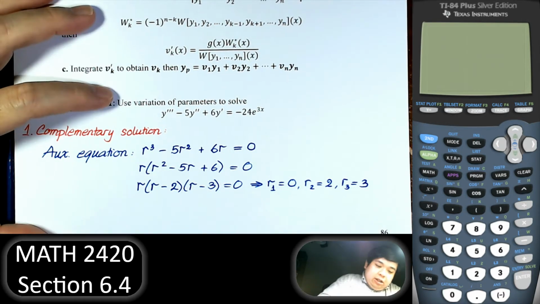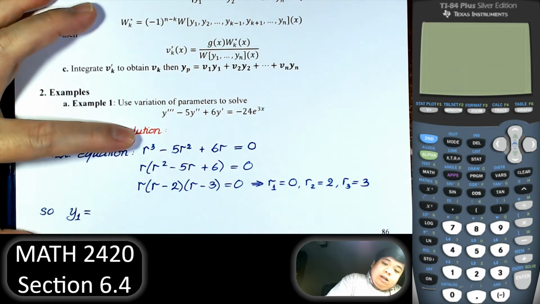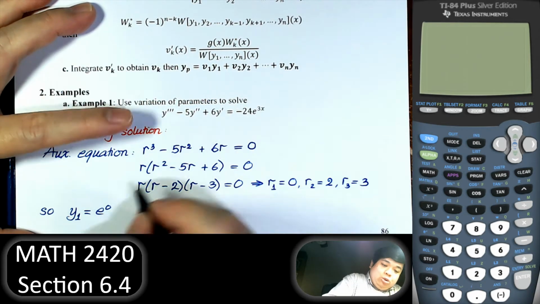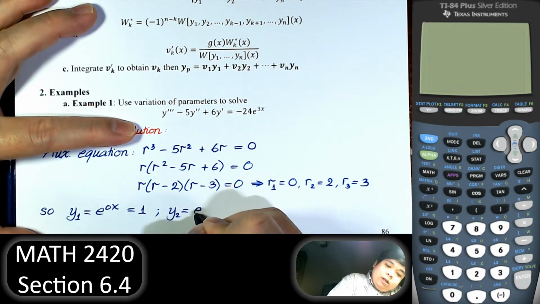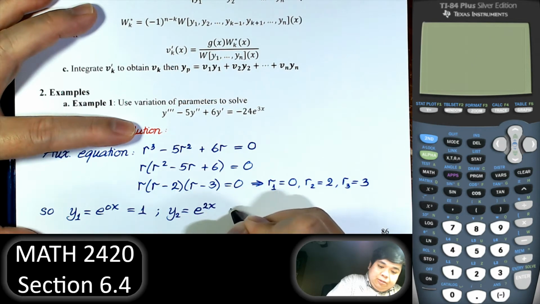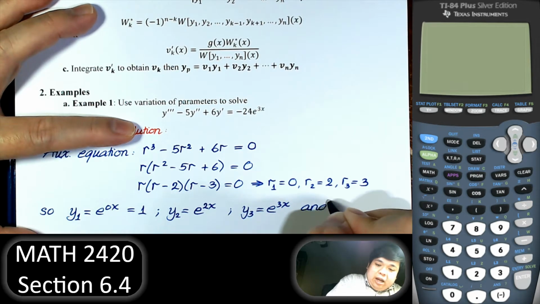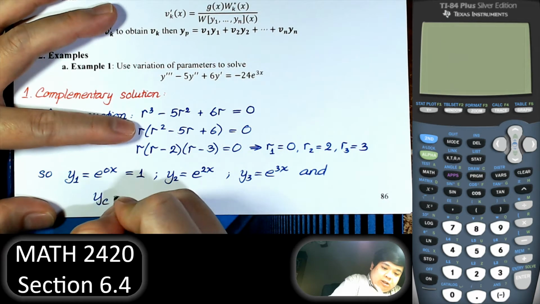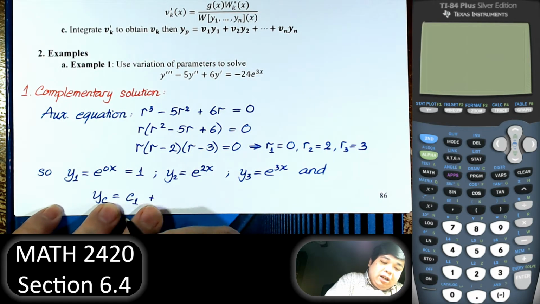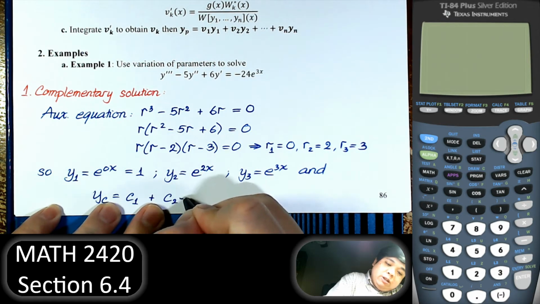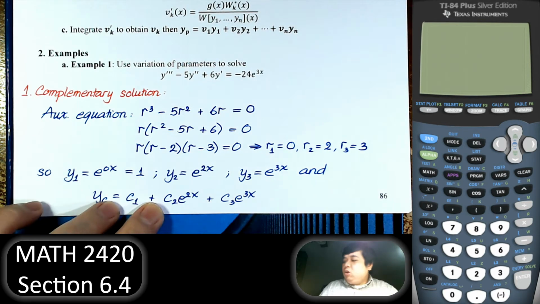So we have solution y1 is e to the 0x. We use x here, so just 1. y2 is e to the 2x, and y3 is e to the 3x, and from there we have the complementary solution c1y1 plus c2y2 plus c3y3. Right, so that's what we have.